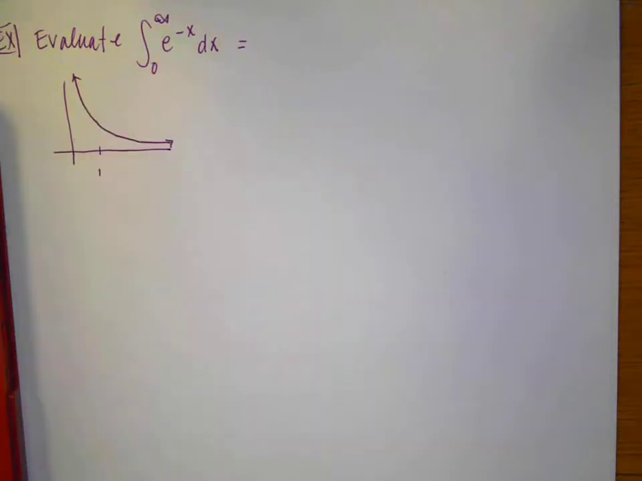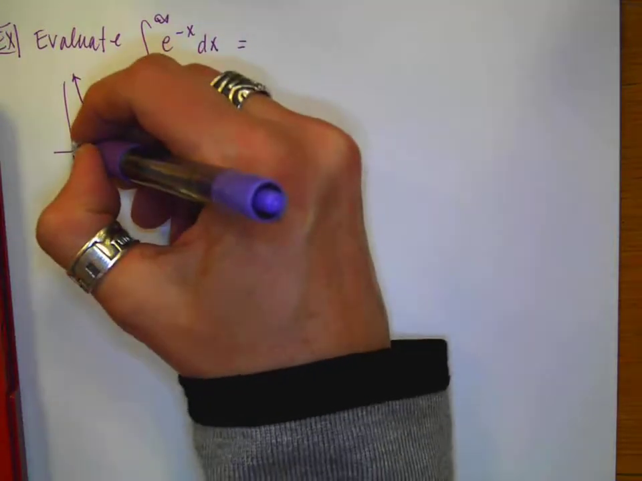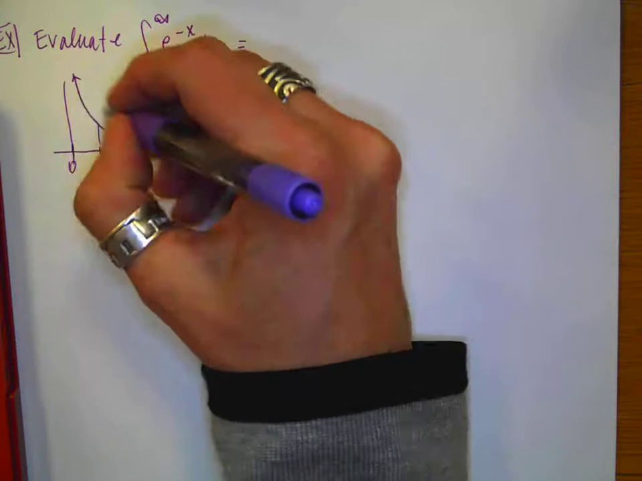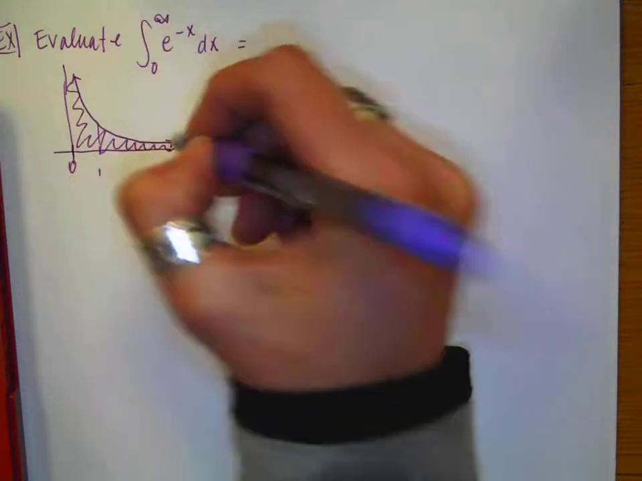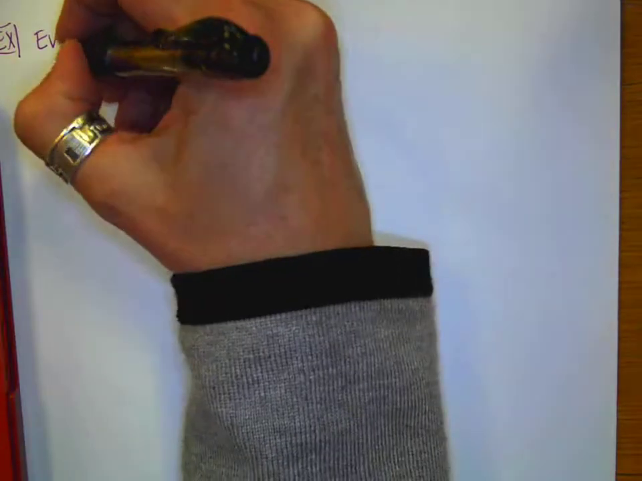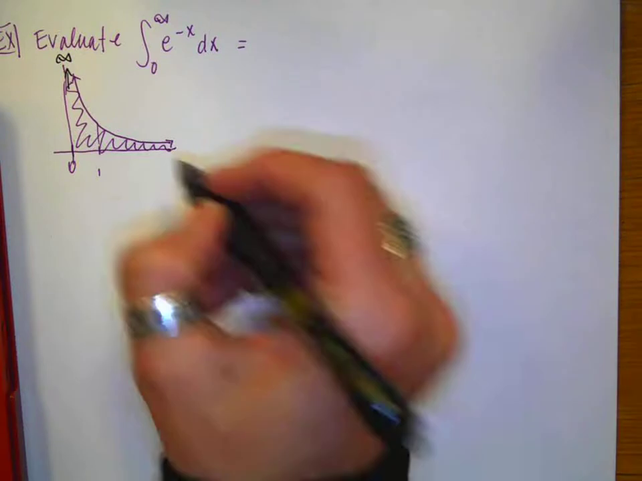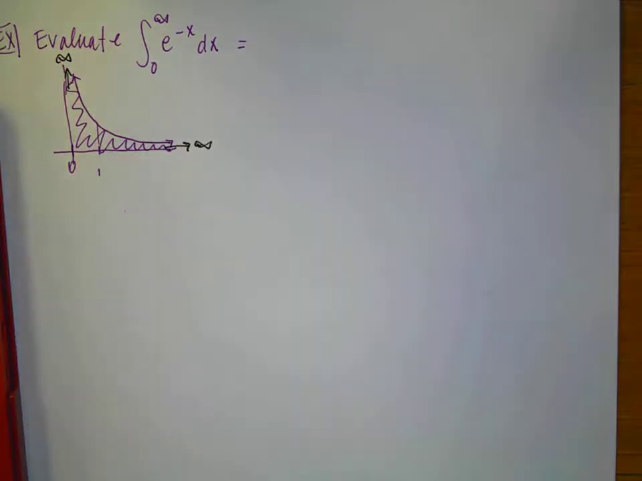And if this is 1, and I know it's slightly exaggerated, and if I'm going from 0 to infinity, notice that I have this kind of interesting situation. So I'm going to color in my integral. Notice that this piece is going to infinity up there. The area is going to infinity. And this piece is going to infinity down here. So that's kind of weird.